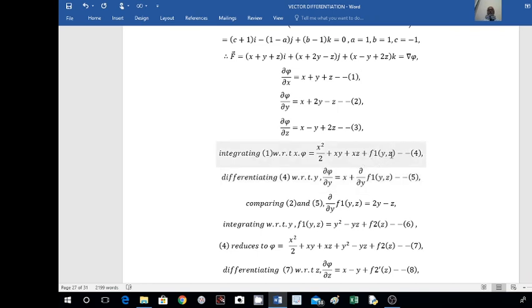This may be a function of y and z. So therefore, I am writing the constant of integration as f1 of yz, a function of yz. I will take this as 4. Now, I have to find what this f1 of yz is, right? For that, I will differentiate this 4 partially with respect to y.